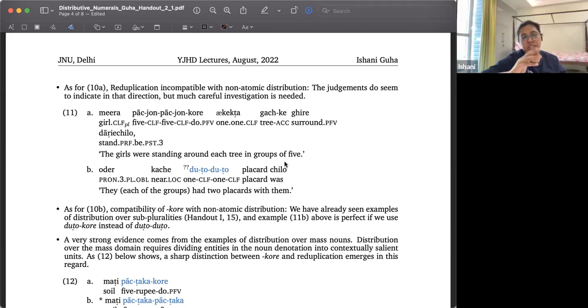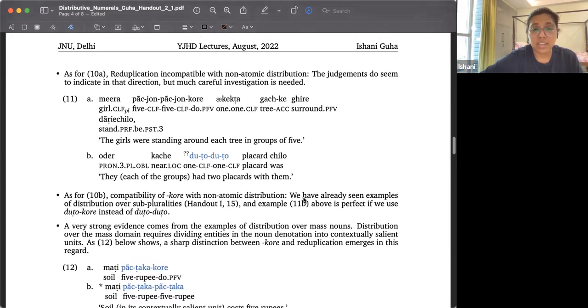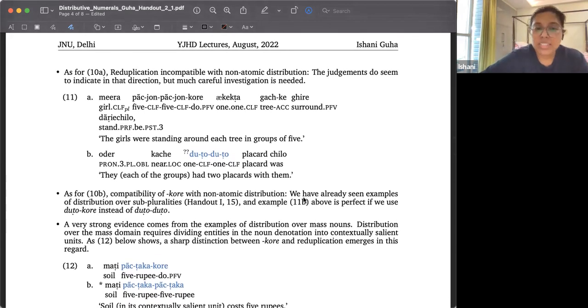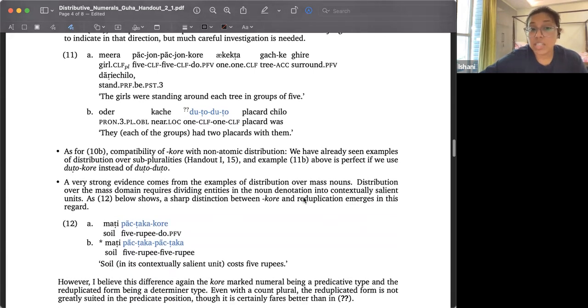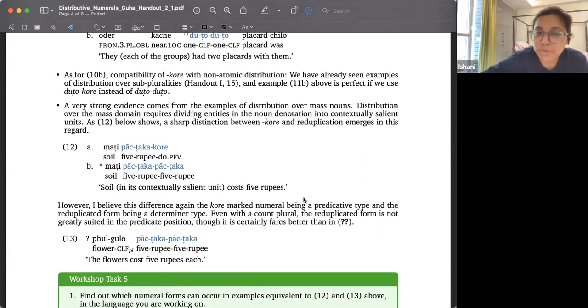I hope, for example, what Palu found for Malayalam, whether Malayalam shows any clear distinction in such cases or not. So this is something to explore in other languages: whether there is a difference between the forms in case of non-atomic distribution. Or you can try the same for Hindi, I don't know.